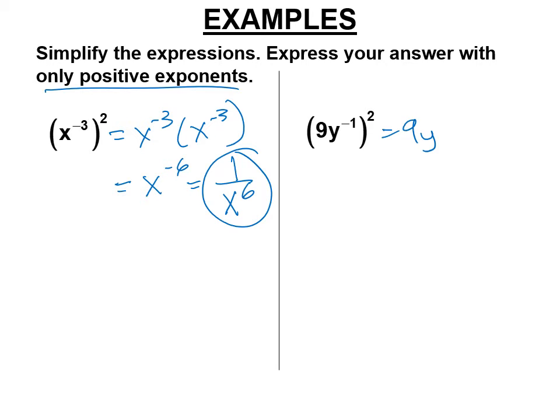Write it out, 9y to the -1st times 9y to the -1st, right? 9 times 9 is 81. Y to the -1st times y to the -1st is y to the -2nd. That's a negative exponent, so we got to get rid of it, and it flips over there.